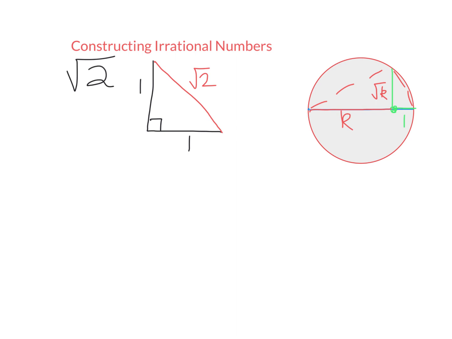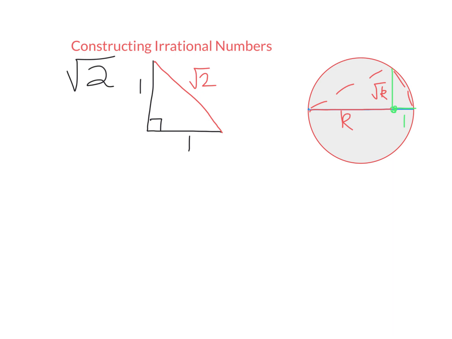So if you wanted to construct a line segment with length root 2, you would just make this length 2, and this would be root 2. You would just draw a circle with diameter 2 plus 1 is 3, and then 1 unit in from the circumference on the diameter. If you just draw a chord up to the circumference of the circle, it will be root 2. So just replace k here with 2, and you have a green line segment here whose length is the square root of 2.